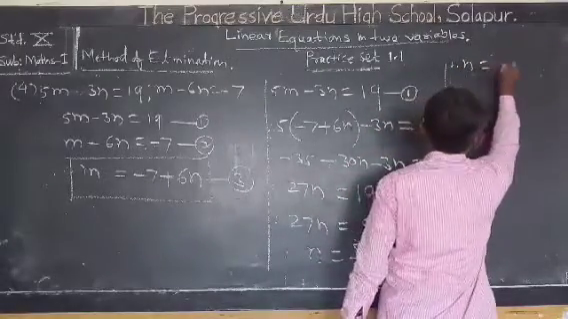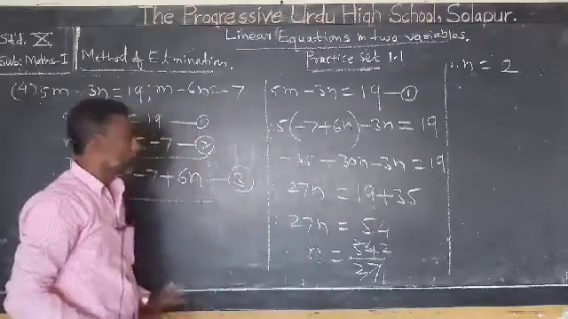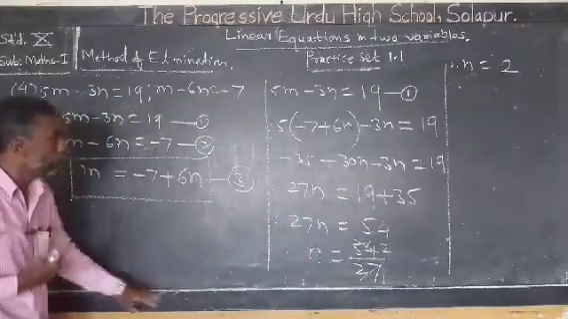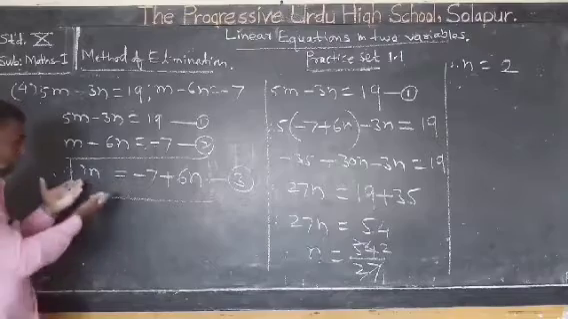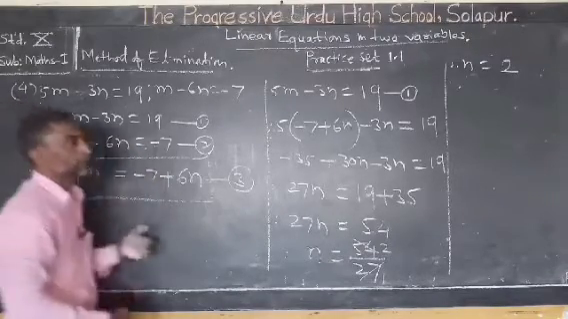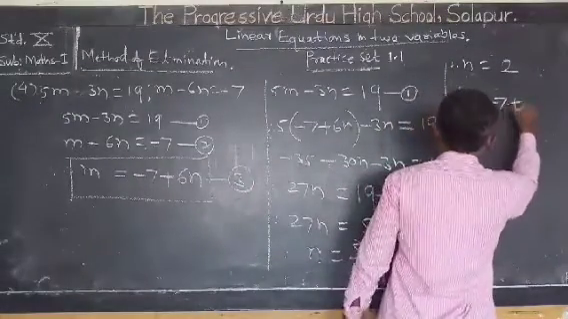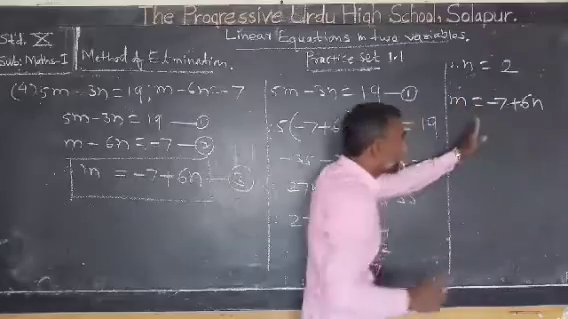Therefore, n is equal to 2. This is the value of the second variable. Now we have to find the value of m also. Use equation number 3. You can get the value of m directly. What is m? Minus 7 plus 6n. m is equal to minus 7 plus 6n. This is equation number 3.